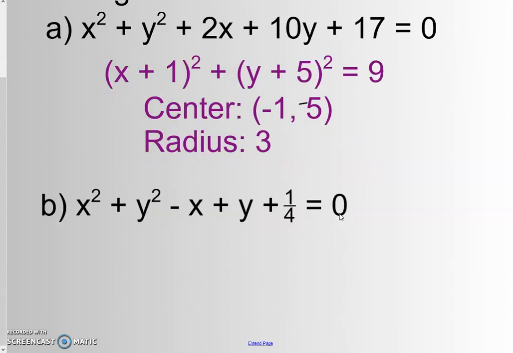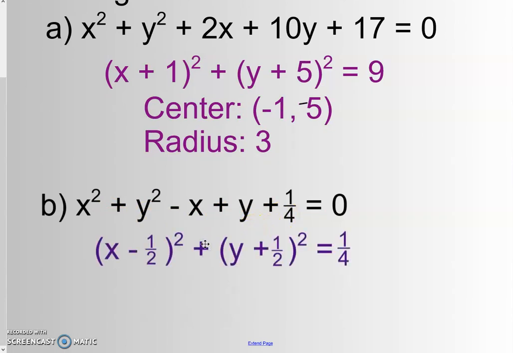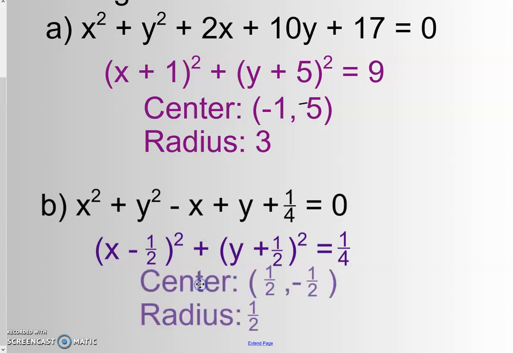Part B, oh my goodness, we got to complete the square again, and we have fractions. So pause the video and give it a go. Oh, look at that. And then the center and the radius. So hopefully this makes sense to you. I have some problems on an accompanying worksheet I'd like you to go through and try. And again, if you need to watch a video on how to complete the square, watch it.